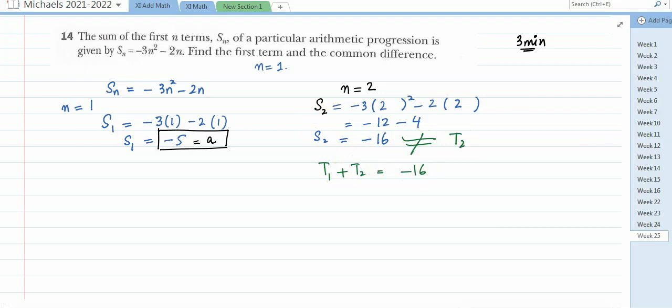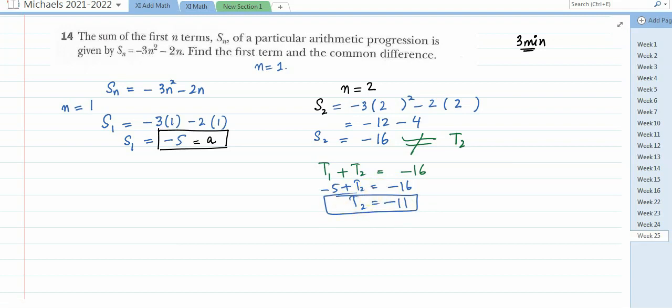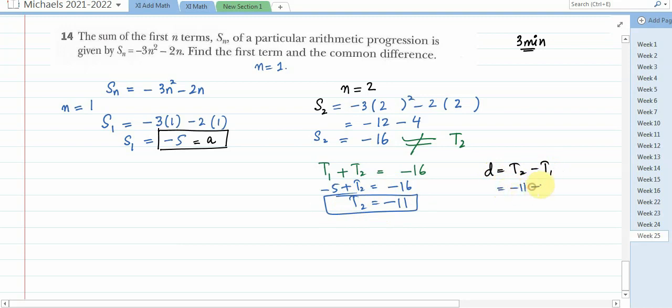Now the first term we have is minus 5. The sum we are looking at is minus 16. So you got your second term, that is minus 16 plus 5, it's minus 11. Alright, so once you have those values t2 and t1, you can easily find the value of d. And what is d? D is the difference of the second term minus the first term. So what is your second term? It's minus 11. What is your first term? It's minus 5. When you simplify, you will get minus 6, and that is your answer for d.